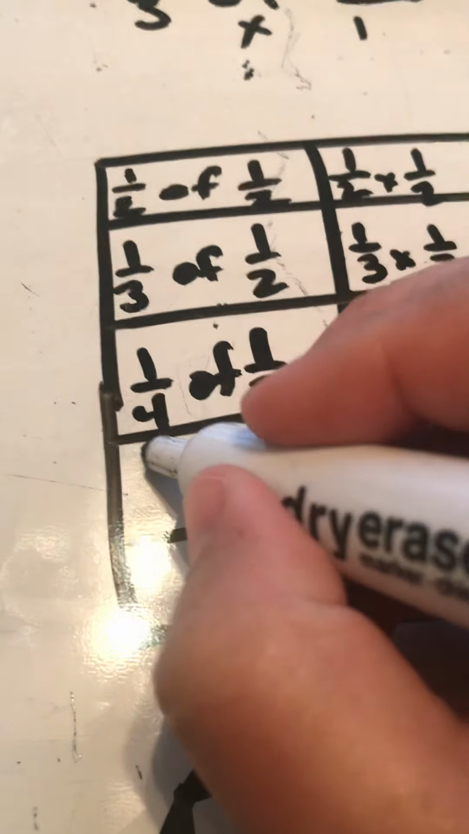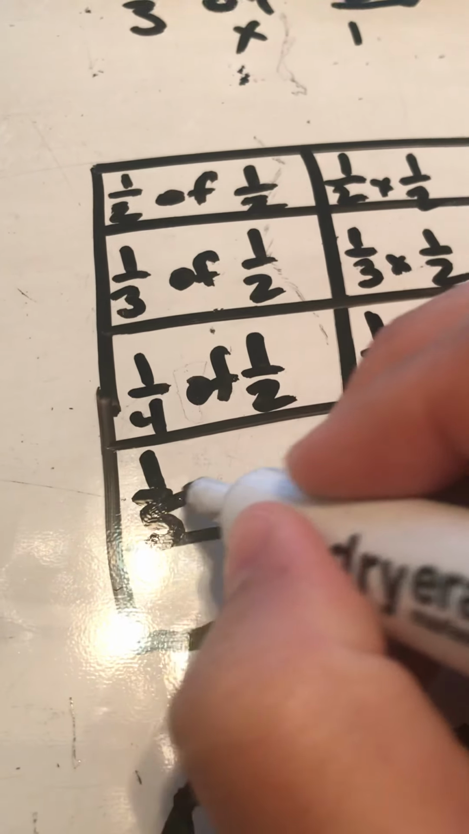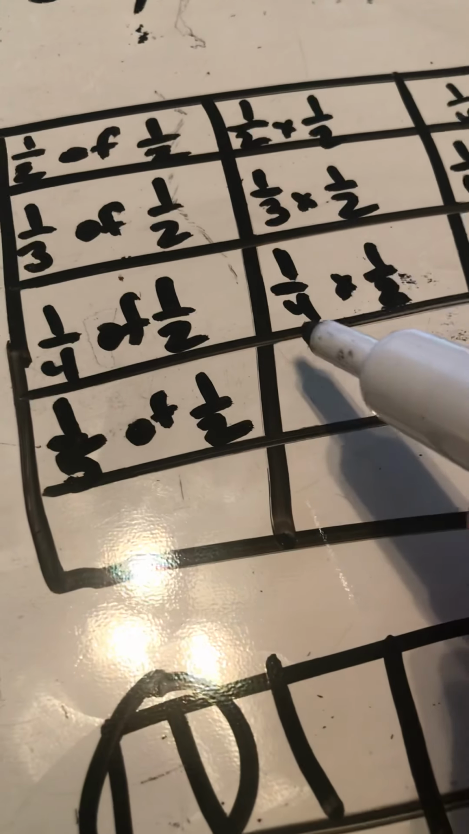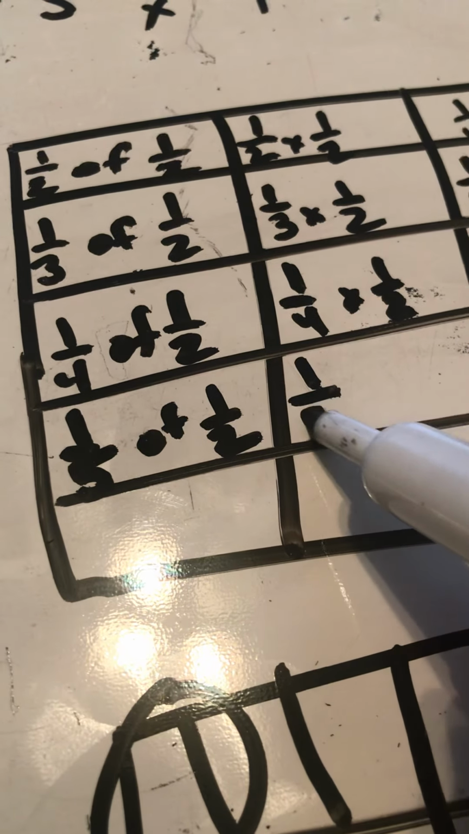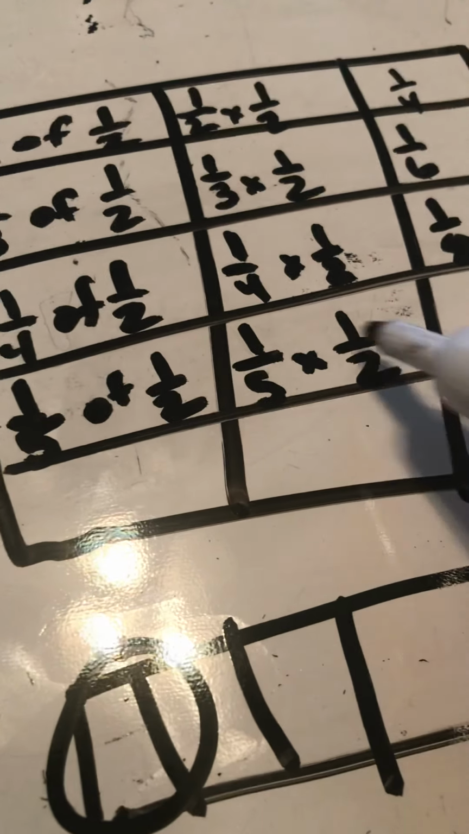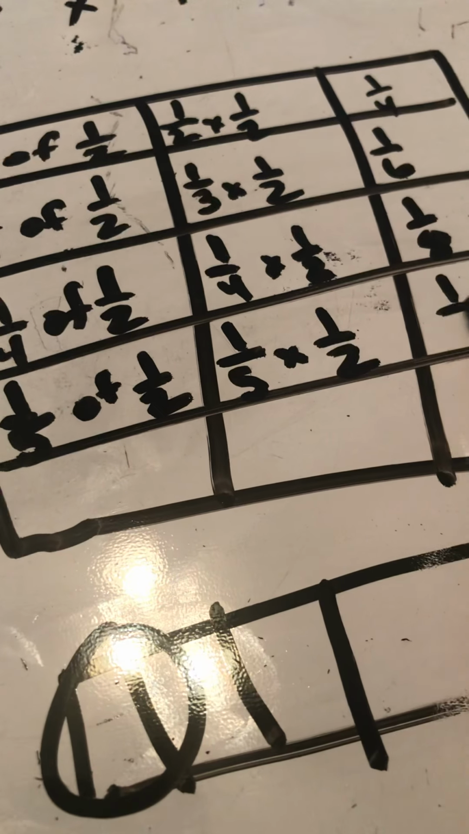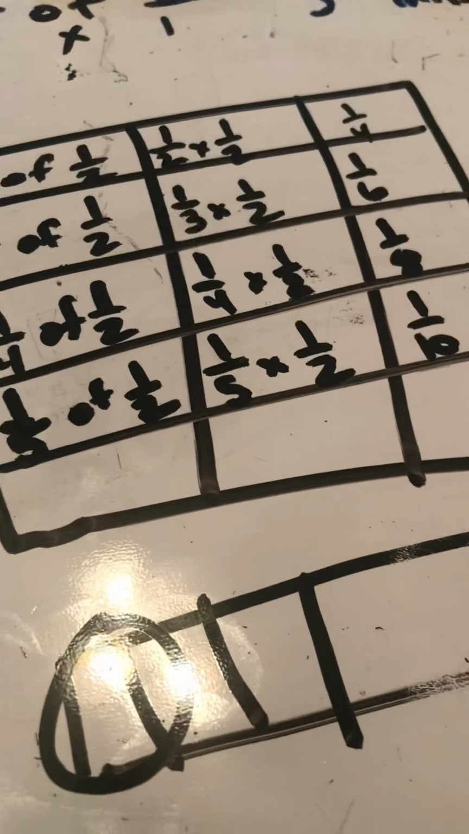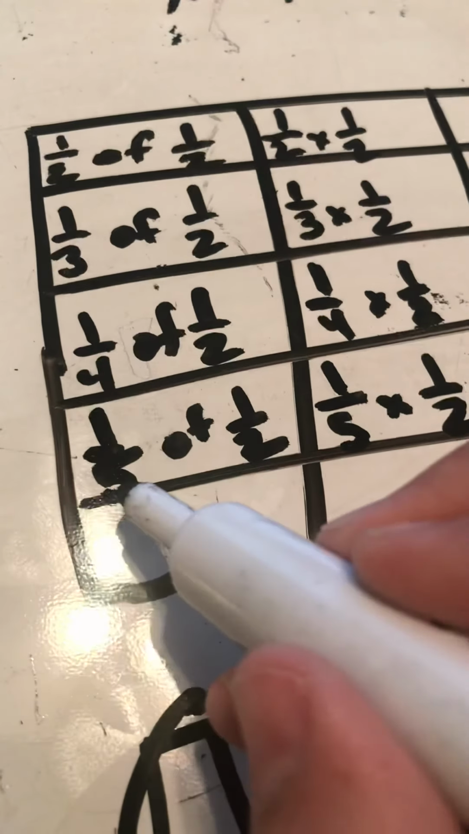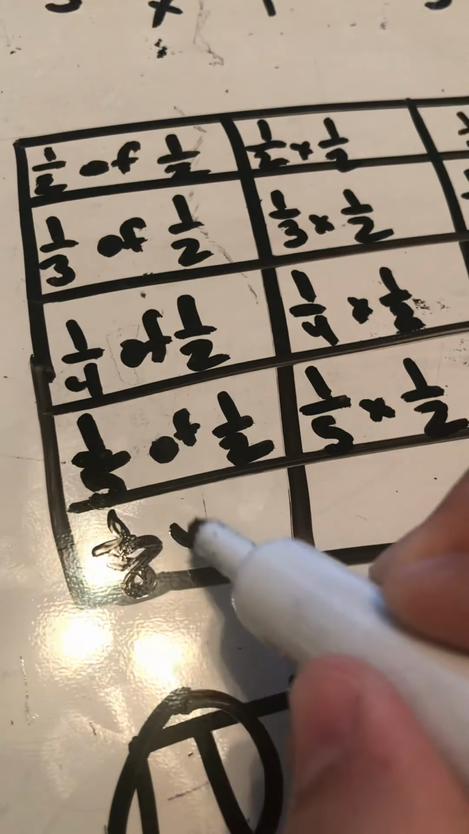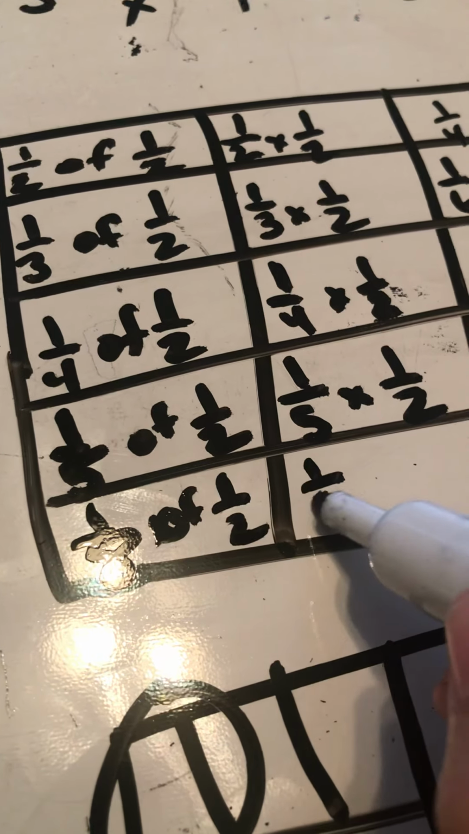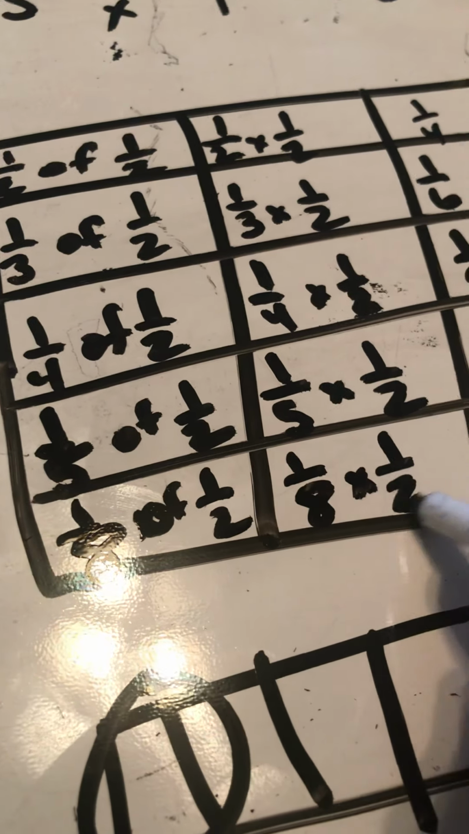We'll do a couple more. 1/5 of 1/2. So when we multiply it, 1/5 times 1/2, our answer is going to be less than both of these, right? Because it's going to be 1/10. And so it is going to be less than both of those. And we'll do one more. 1/8 of 1/2. 1/8 times 1/2.